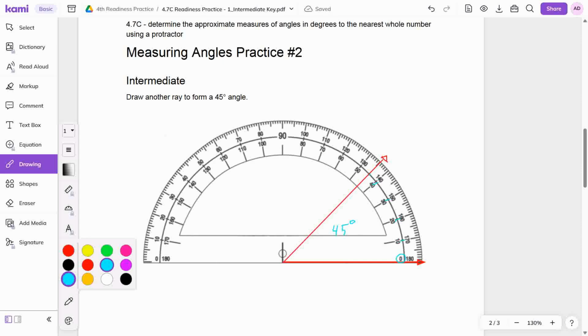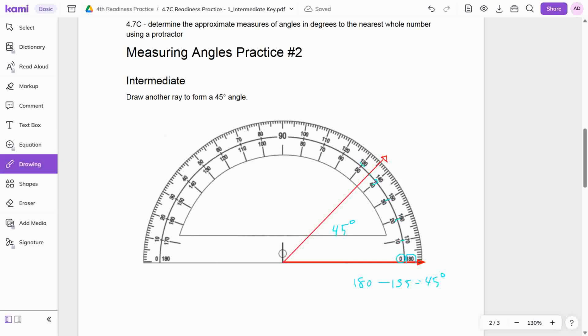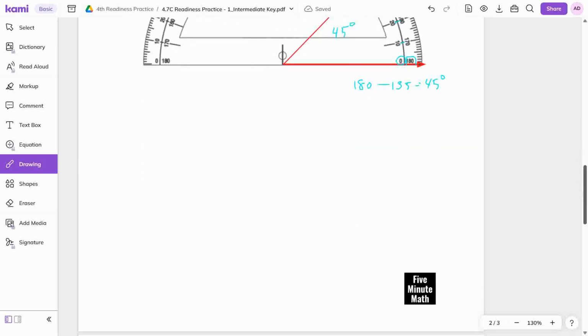We could also measure on the outside if we wanted to, right? We really could. We can say 180 minus, and this is between 130 and 140, so that's going to be 135. And that also equals 45 degrees. So whether you measure on the inside or outside, you're still going to get the same measure. In this case, the inside just happens to be a lot easier because one of the rays is on 0.